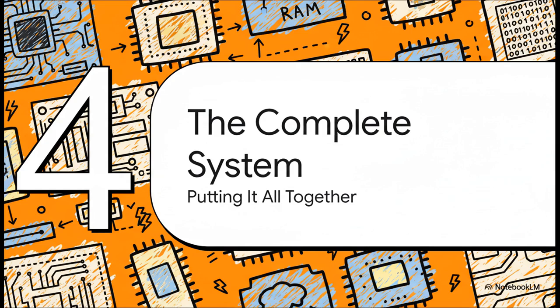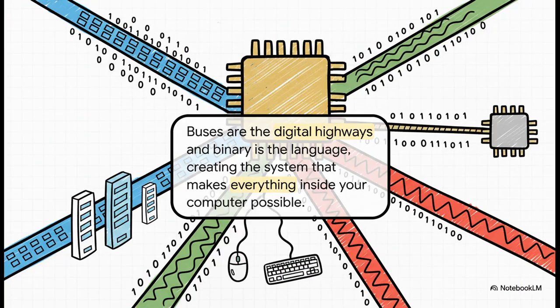Okay, let's zoom back out and put all of these pieces together. We've got our highway system, and we have the language spoken on that highway. So how does this all combine to create the smooth experience we get every day? Well, it's really this beautiful combination of physical structure and universal language. The buses are the roads, connecting everything together. And binary is the language that all the data speaks as it travels those roads. This whole system, perfectly timed and managed by the control bus, is the invisible engine that drives everything from a simple calculation to the most complex game.